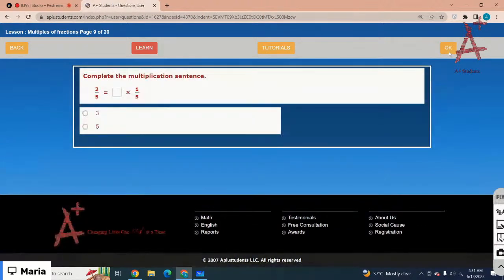Okay, the next one is 3 over 5 equals the missing number times 1 over 5. So which is the correct option? Yes, very good. That would be 3 times 1 over 5. The correct option is 3.